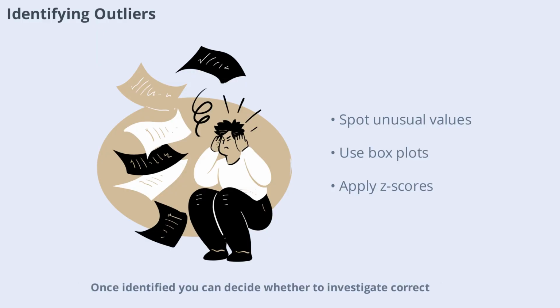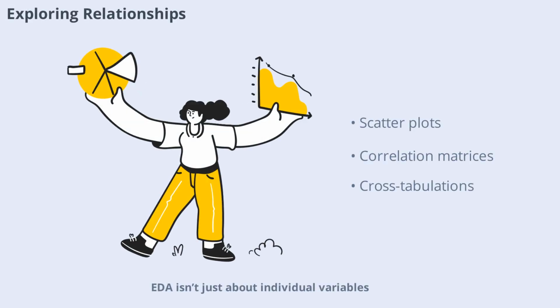Once identified, you can decide whether to investigate, correct, or remove them based on your analysis goal. EDA isn't just about individual variables, it's also about exploring relationships between them. Scatter plots, correlation matrices, and cross-tabulations help you see how variables interact. These insights can reveal hidden patterns, dependencies, or even potential causal relationships. Understanding these connections is vital for building effective models and drawing meaningful conclusions from your data.